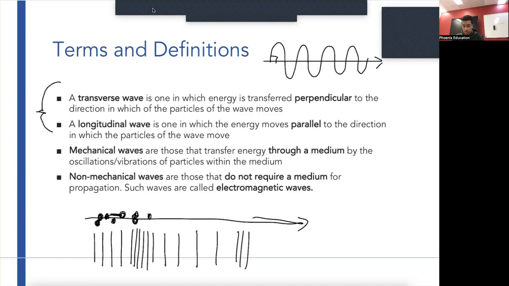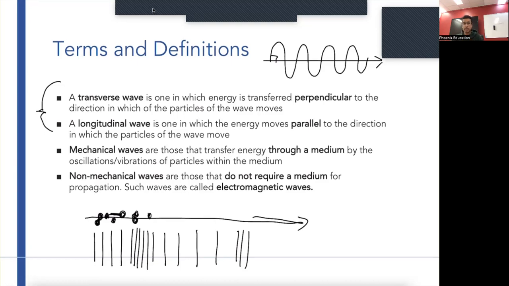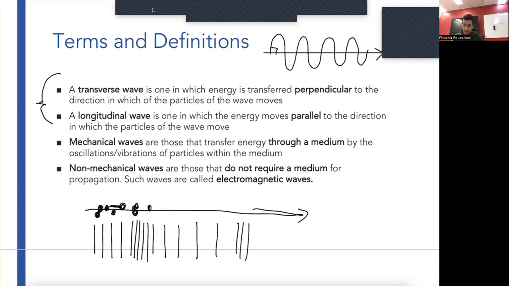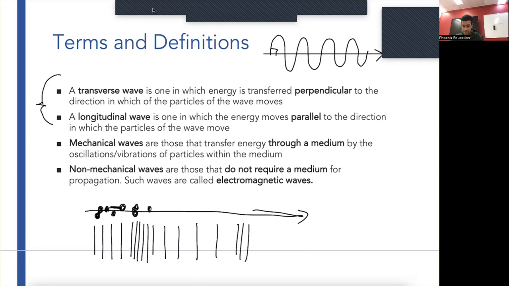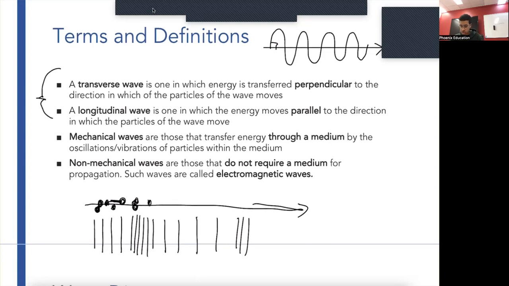A non-mechanical wave, on the other hand, is a wave that doesn't require a medium. The example of this is electromagnetic radiation, which is basically light: radio waves, microwaves, visible light, gamma rays, all that stuff. Those are non-mechanical waves. It's a pretty simple distinction between the two, but it's a really important definition.